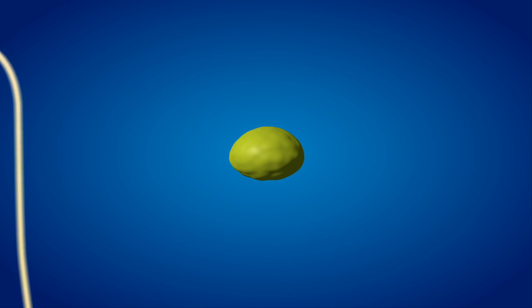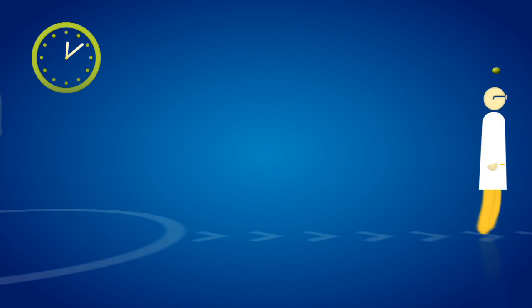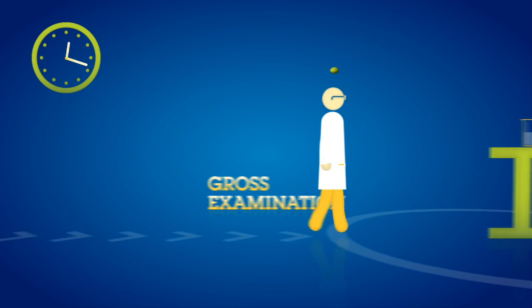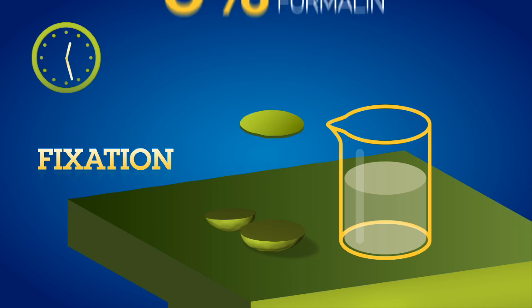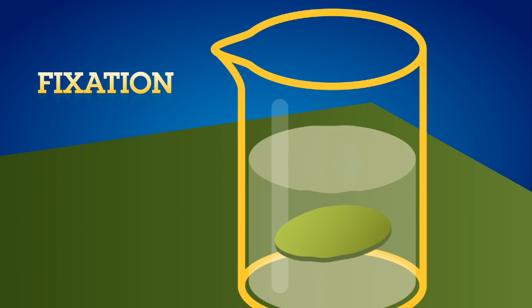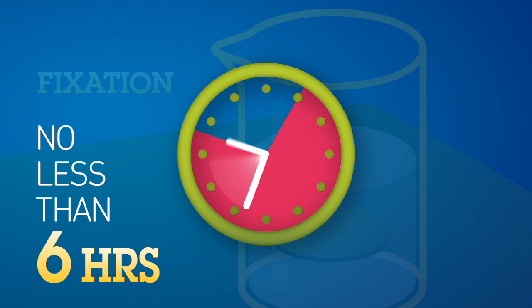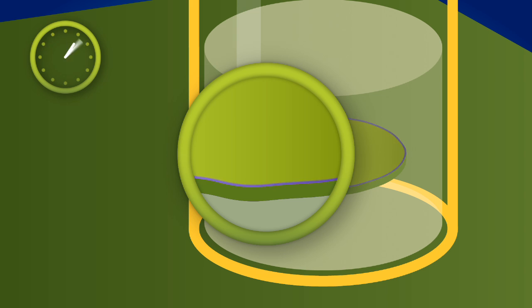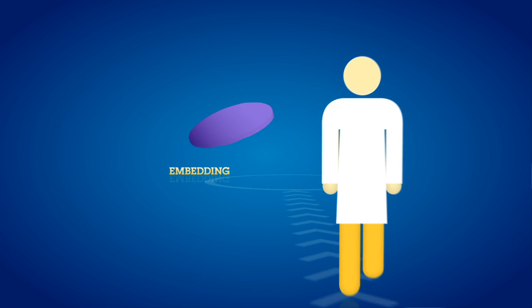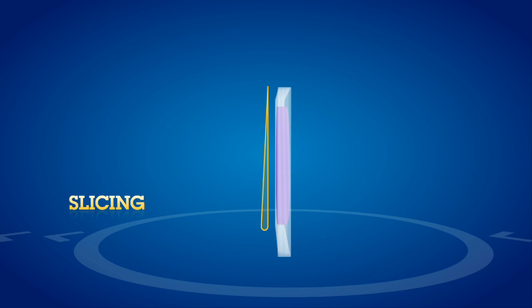Now that the sample has been removed, it should be fixed within 1 hour. The pathologist will place the sample in formalin, which will keep the specimen from degrading and becoming unusable. Before it's tested, the sample should be fixed for no less than 6 hours and no more than 48. This allows for the fixation process to occur. The sample should be embedded in paraffin and then sliced for staining.